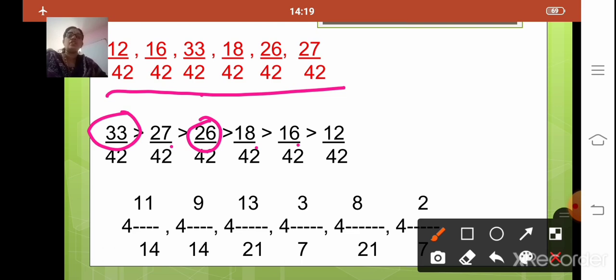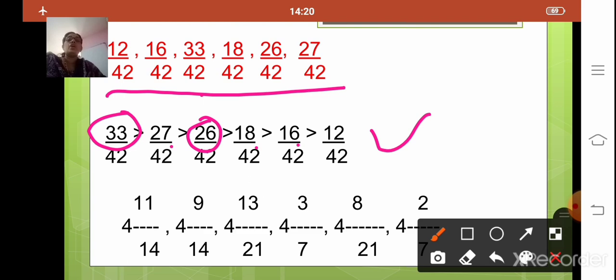Correct? Now these fractions we will replace with the original ones which were given in the question. That means when you are writing in descending order, you write 4 11 upon 14, then comes 4 9 upon 14, then 26 upon 42 was 4 13 upon 21, then 4 3 upon 7, 4 8 upon 21 and 4 2 upon 7.